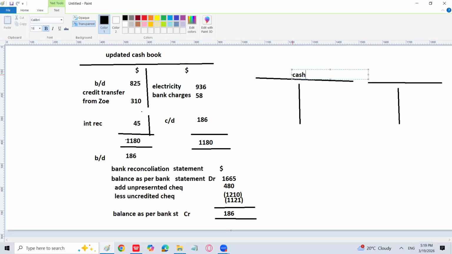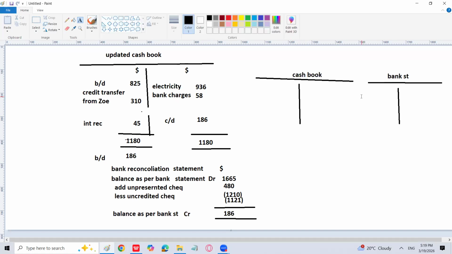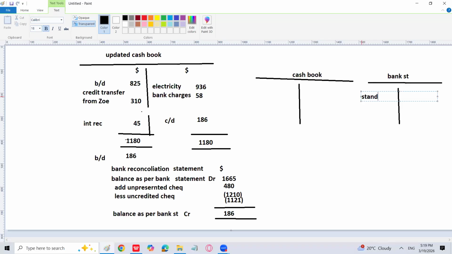See, cash book, and here is going to be the bank statement, which we are going to write here. The problem was that a standing order has been deducted in error by the bank. The bank has debited the standing order with an amount of how much? 1121 deducted. Now, do you think we have to write it over here, or we should have recorded it wrongly over here? No, it is not recorded here. We don't do it on the debit side because it should not have been recorded in the cash book.